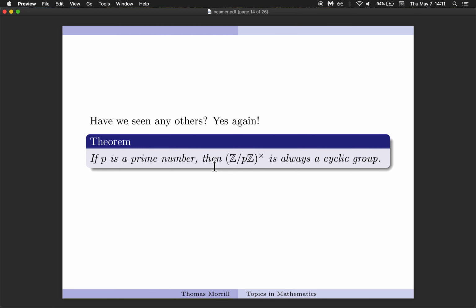So here is a theorem. If P is a prime number, then Z mod PZ cross, or Z mod PZ times, or you can say the units modulo P. Those all mean the same thing. This set will always be a cyclic group as long as we're working modulo a prime. So this is something I mentioned back before our mid-semester break.